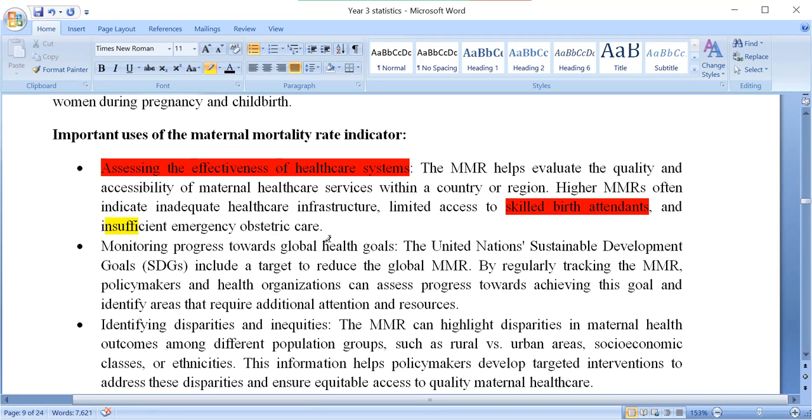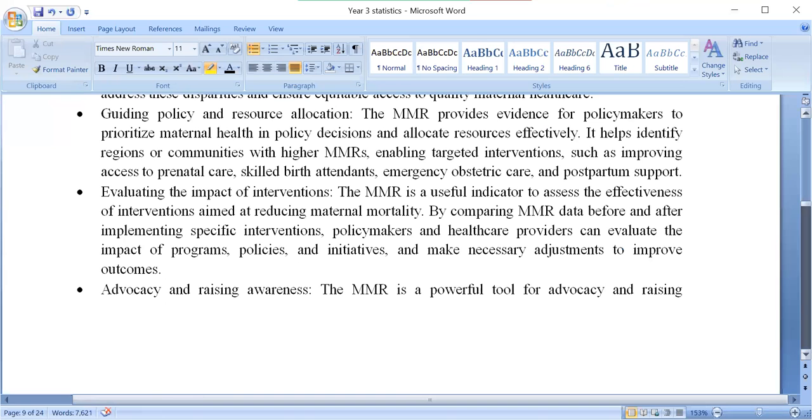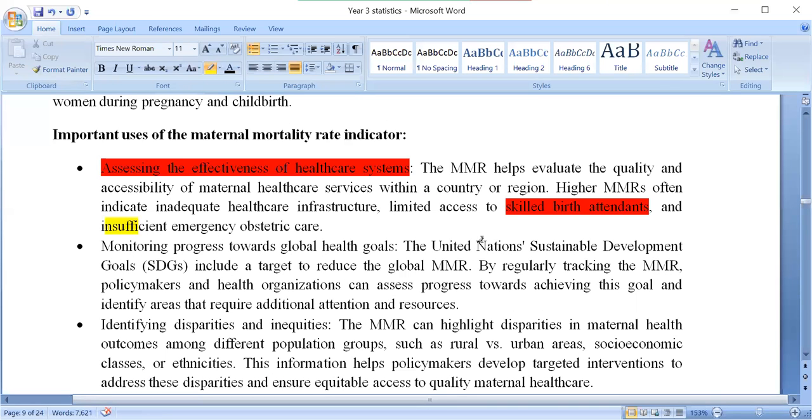insufficient emergency obstetric care. This is very important, because most times women come down with obstetric complications, and that's what kills them. Antepartum hemorrhage, postpartum hemorrhage, and all of that. Are there skilled persons to provide emergency obstetric care? So MMR will help us to determine the state of obstetric care in that particular country or community.